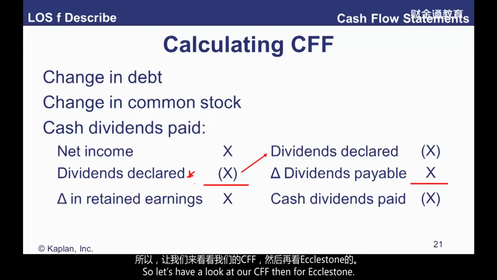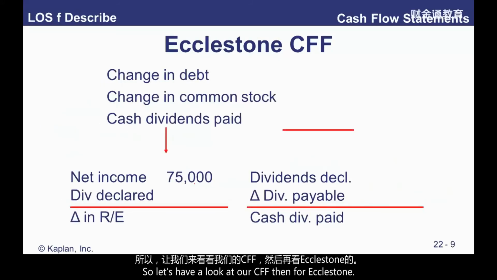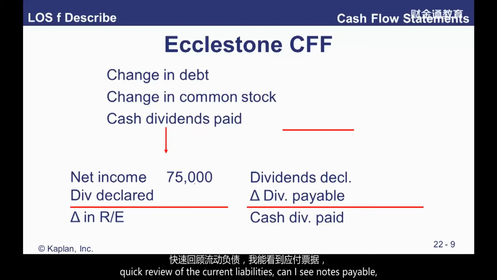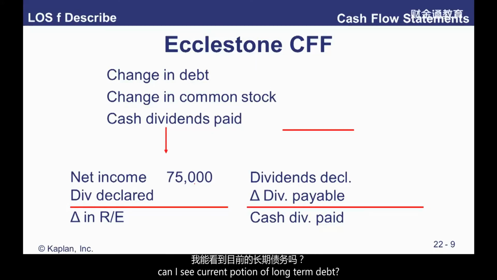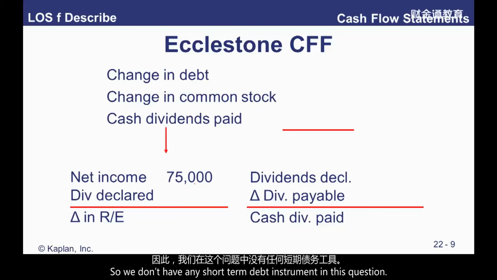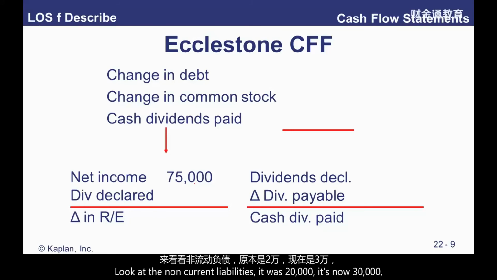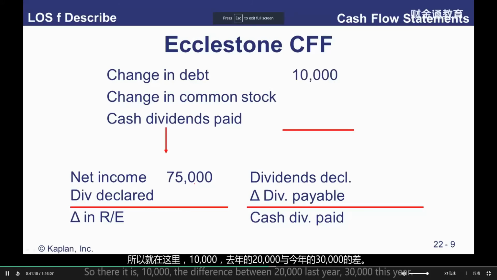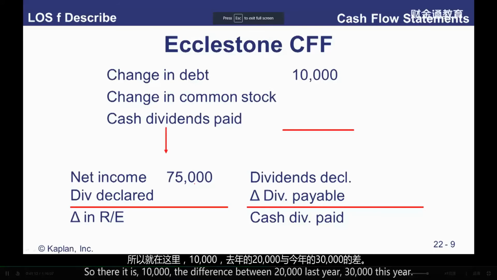So let's have a look at our CFF then for Eccleston. First of all, the change in debt, quick review of current liabilities, can I see notes payable? Can I see current portion of long-term debt? No, nothing in there. So we don't have any short-term debt instruments in this question. Look at the non-current liabilities. It was 20,000, it's now 30,000. We're going to take that $10,000 increase to be an increase in cash. So there it is, 10,000, the difference between 20,000 last year, 30,000 this year.